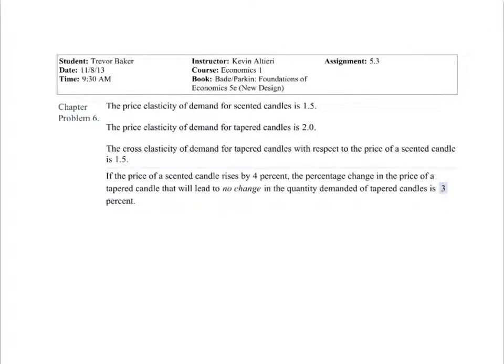All right. So right now we're doing exercise problem number 4 on the homework from 5.3. Okay, and the problem reads: the price elasticity of demand for scented candles is 1.5. The price elasticity of demand for tapered candles is 2.0. And the cross elasticity of demand for tapered candles with respect to the price of a scented candle is 1.5. That's the information we have, and the question asks us to do the following.